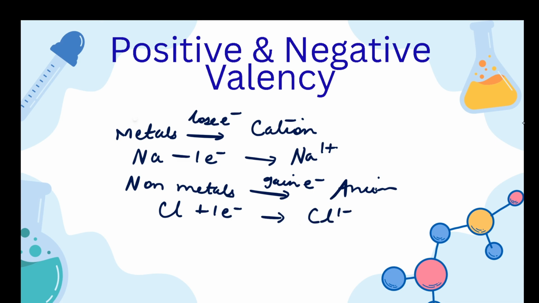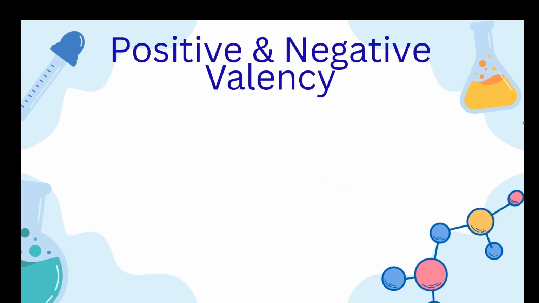So this is an important concept. Metals are very generous, they always give, and non-metals always take, they keep on taking. That is how the give and take relationship eventually helps in compound formation. So metals always give electrons, forming positively charged cations, and non-metals always gain electrons, forming negatively charged anions. These are the two examples which you need to remember for positive and negative valency.